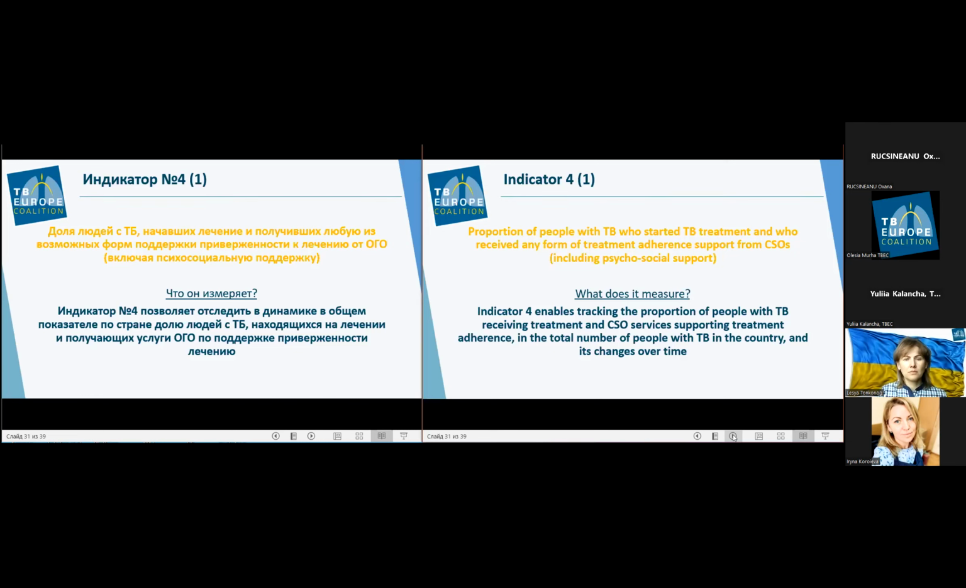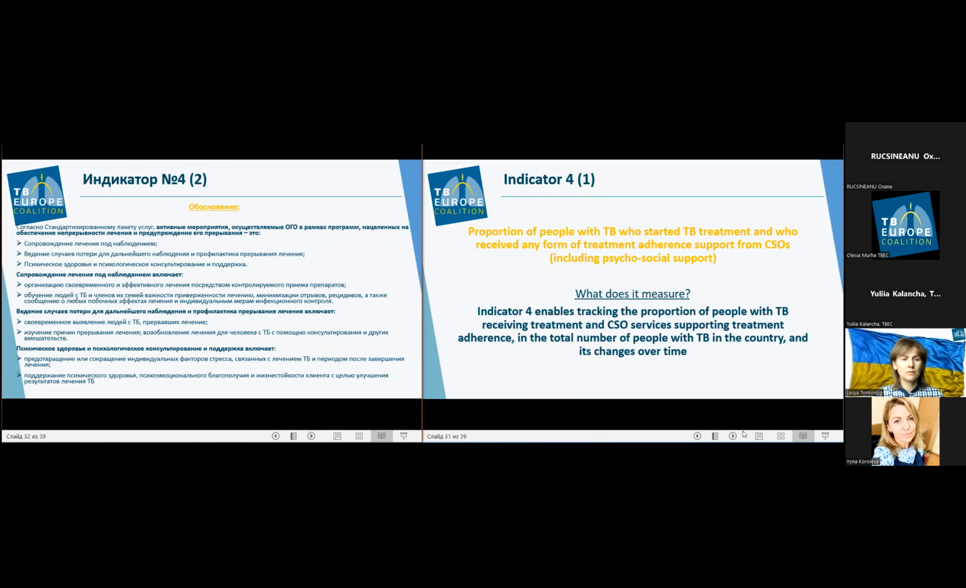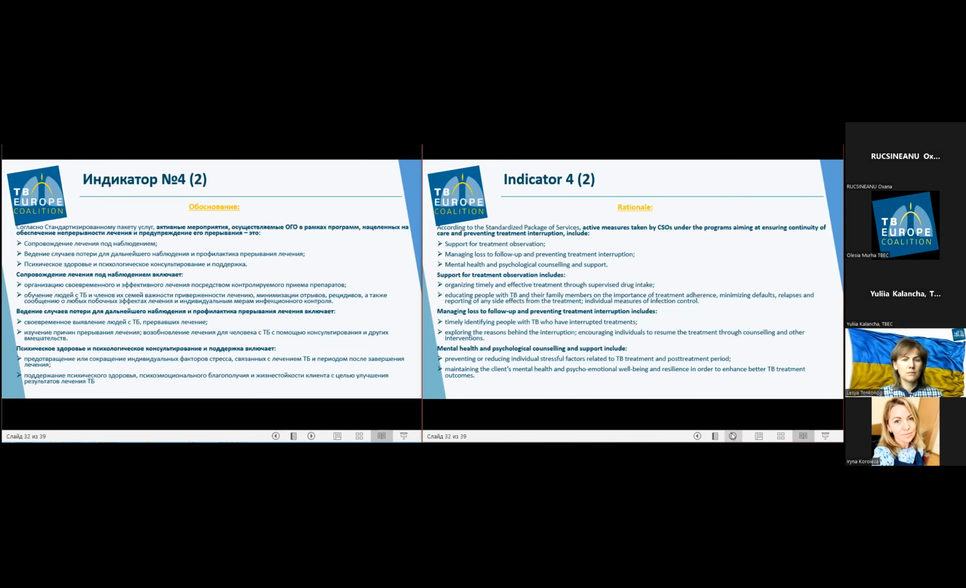So this is not about Ukraine only. Okay, and we proceed with indicator number 4, and this is the following. Proportion of people with TB who started TB treatment and who received any form of treatment adherence support from CSO. This indicator makes it possible for us to track the proportion of people with TB receiving treatment and CSO services supporting treatment adherence, and the total number of people with TB in the country, and its changes over time.